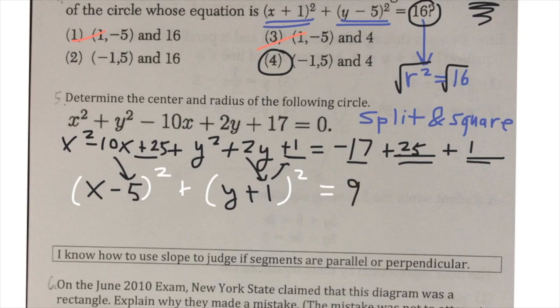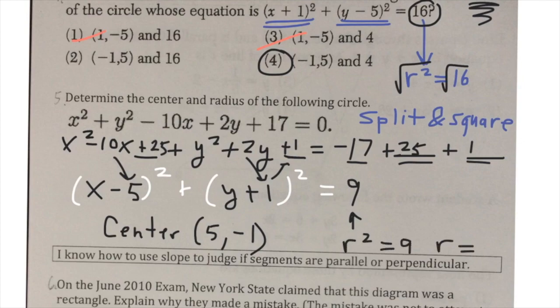And from there, it's just changing the signs to figure out your center. So the center would be +5, -1. And the radius squared would be worth 9. So the radius would be worth 3.